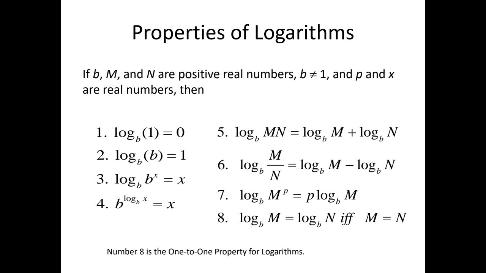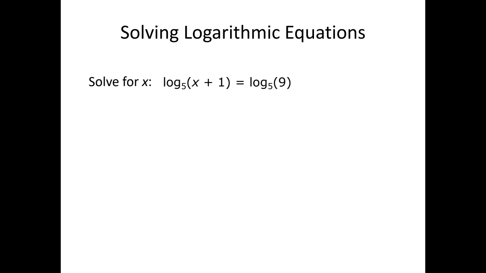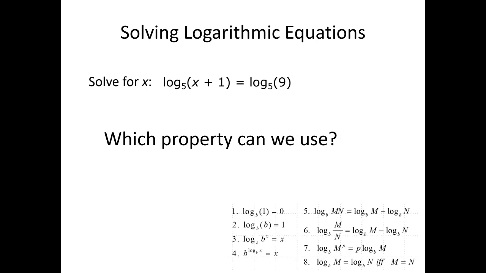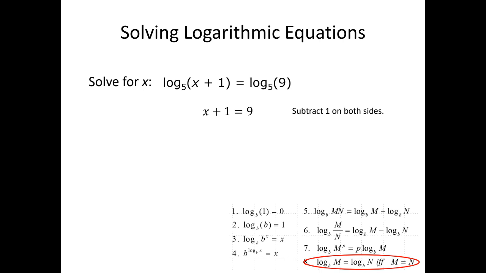All right, so let's go ahead and solve this logarithmic equation. We have the log of base 5 of x plus 1 is equal to the log of base 5 of 9. Oh, so I can use my one-to-one property. Since I have two logs that are equal to each other that have the same base, the inputs have to be equal to each other. So I'm applying my one-to-one property, the last one, and I'm going to set the inputs equal to each other. So we have x plus 1 is equal to 9, solve for x, subtract 1 on both sides, and I'm going to get x is equal to 8.